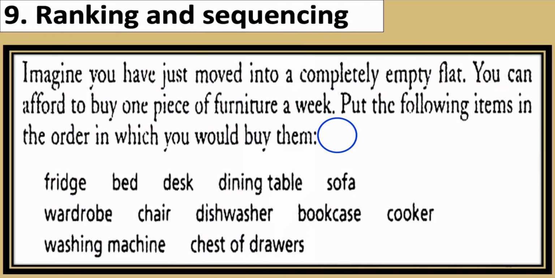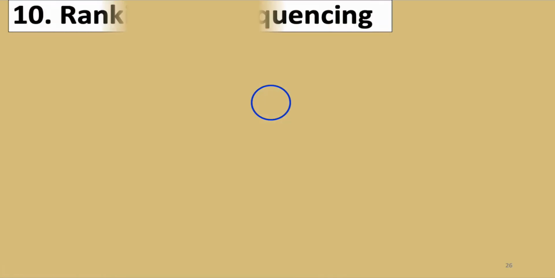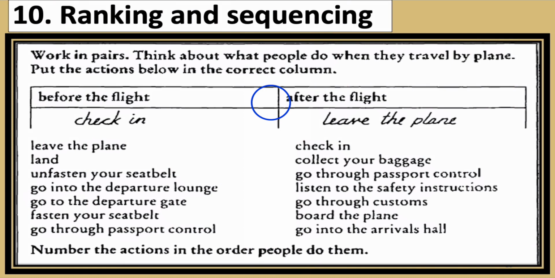Also, we have ranking and sequencing. Imagine that you have just moved into a completely empty flat. You can afford to buy 1 piece of furniture a week. Put the following items in the order in which you would buy them. So here it is like classifying or ranking according to the importance of each one. Also, we have ranking and sequencing. Work in pairs. Think about what people do when they travel by plane. Put the actions below in the correct column: before the flight and after the flight. Leave the plane, so it is after the flight. Check in, it is before the flight.